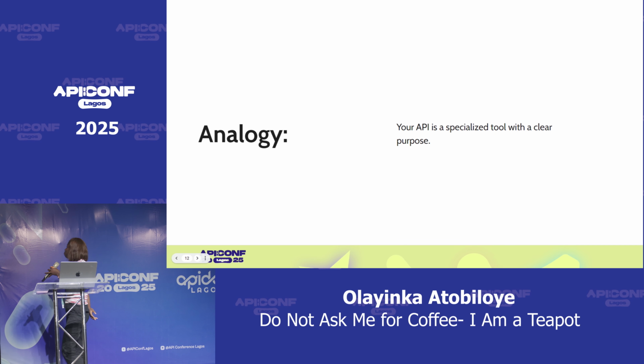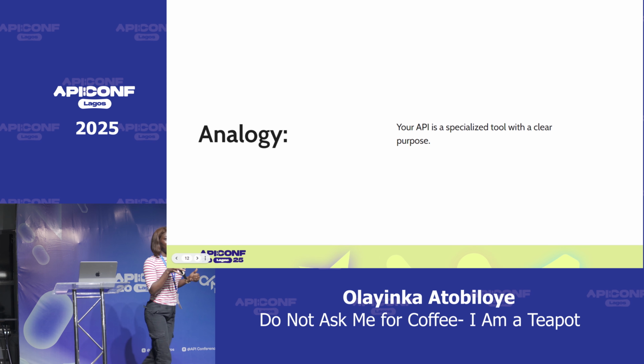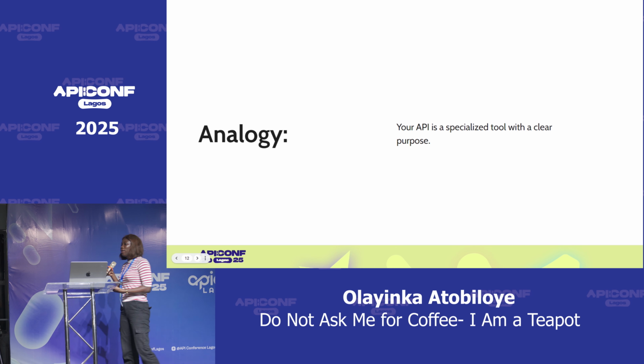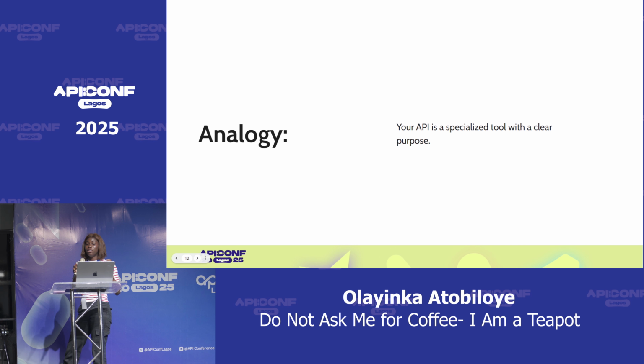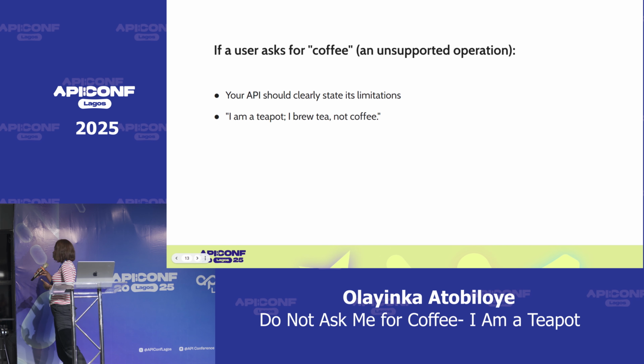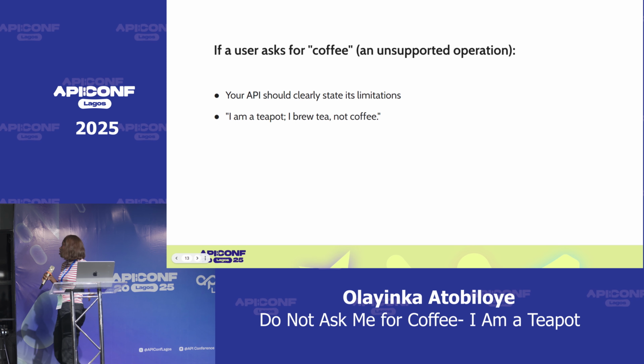Okay, so like I mentioned, your API is defined, it's created, and it has some defined purposes and some defined functions that it is able to handle. Next slide, please. And whenever users try to make requests that are not supported by your API, right, instead of just slapping back very generic errors, you should try to clearly state its limitations.